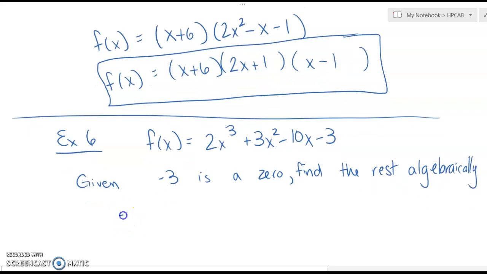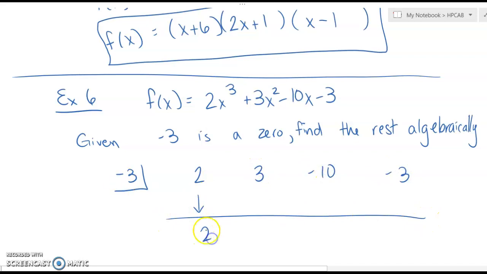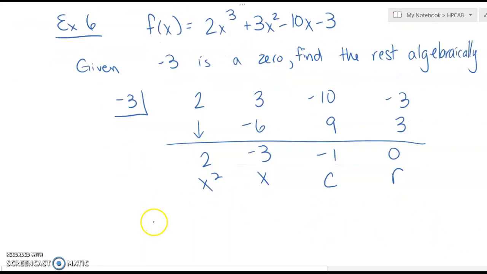So what's going to happen is you do -3. You're going to have 2, 3, -10, and -3. Bring down the first term, multiply, add, -3, multiply, you get 9, add, you get -1, multiply, you get 3, add, you get 0. So this is your remainder, this is your constant, this is your x, this is your x squared. From there, you've got x plus 3, and then you've got 2x squared minus 3x minus 1.